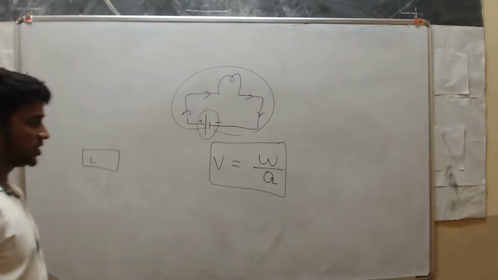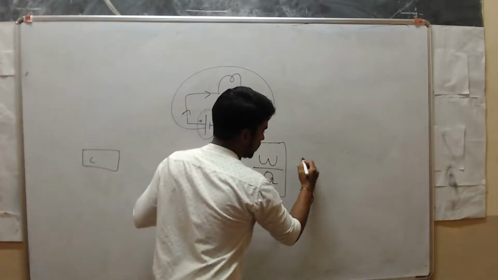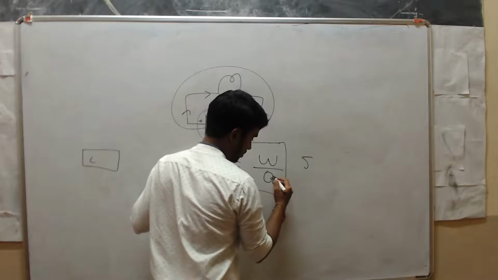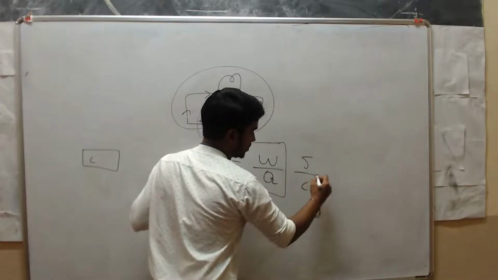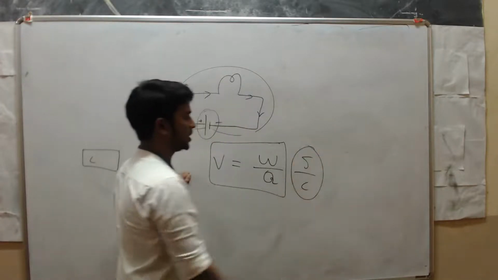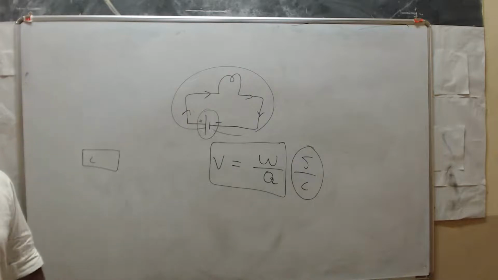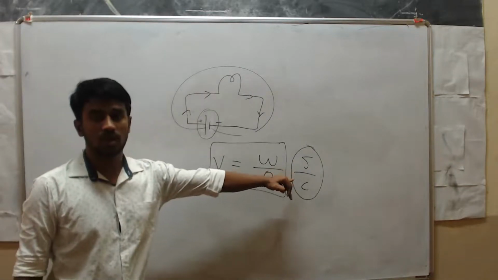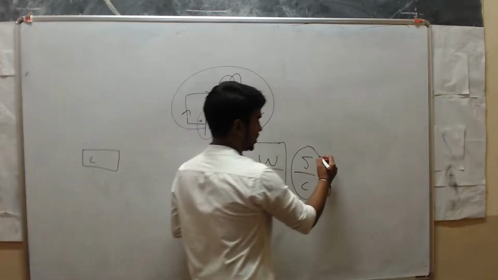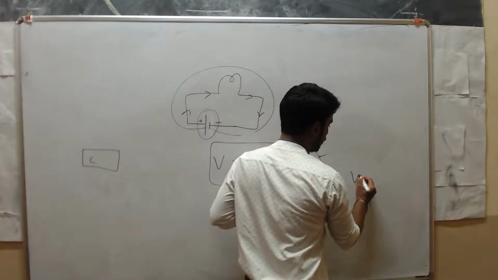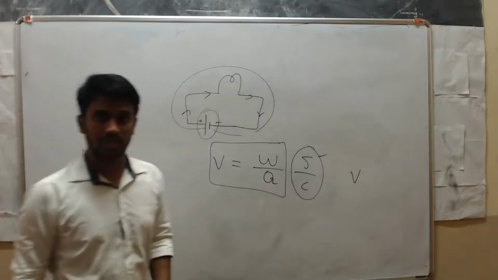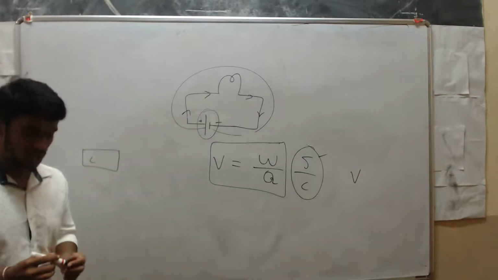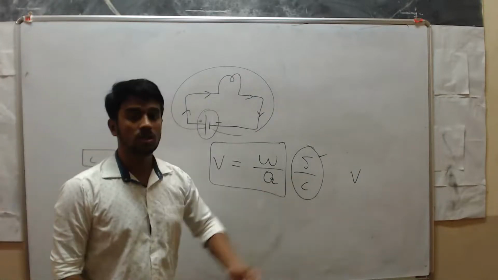We measure work done in joules, and Q in coulombs. The SI unit of voltage is joules per coulomb. Instead of joules per coulomb, we use V, that is volt.